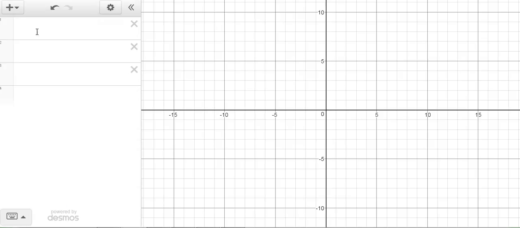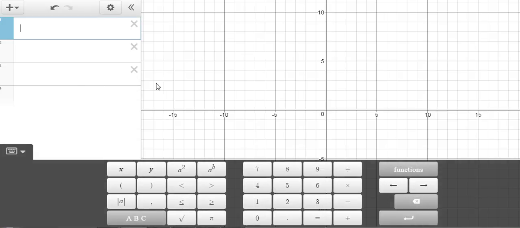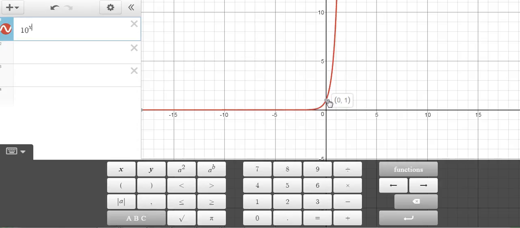So we're going to go ahead and enter in the 3 different equations we graphed by hand. First, we graphed 10 raised to the x, and okay, so there's 10 raised to the x. And the next thing we did is we added the negative in front of the 10, and we did the plus 3 out here. So the neat thing about this is, as you type it in, you can see what happens to the graph as you type.